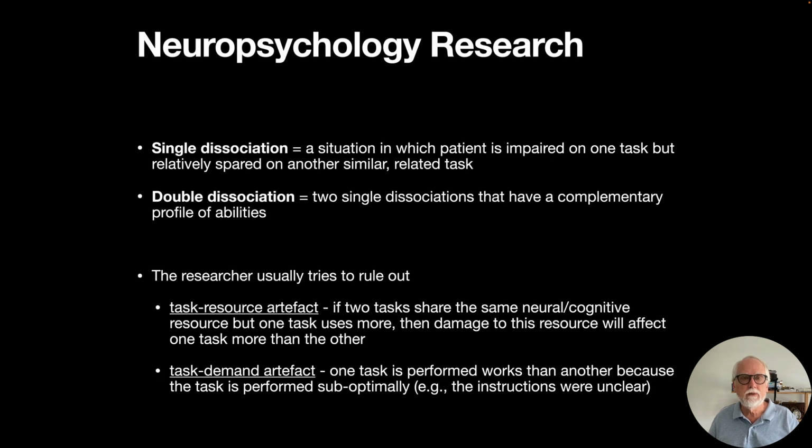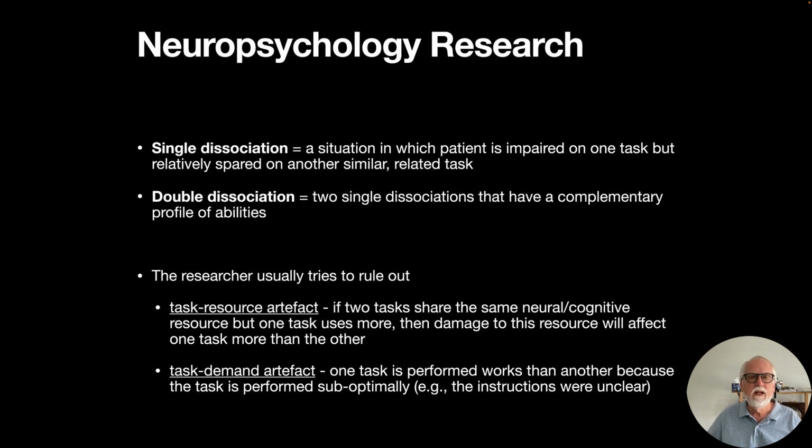And then what you try to do when you are a neuropsychologist doing research related to neuroscience here is that you try to look for single dissociations. So this is a situation in which your patient is impaired on one task, but they're relatively spared on another similar related task. And so then you could say, wow, it looks like this particular part of the brain is involved in this task, but it's not involved in this other task.